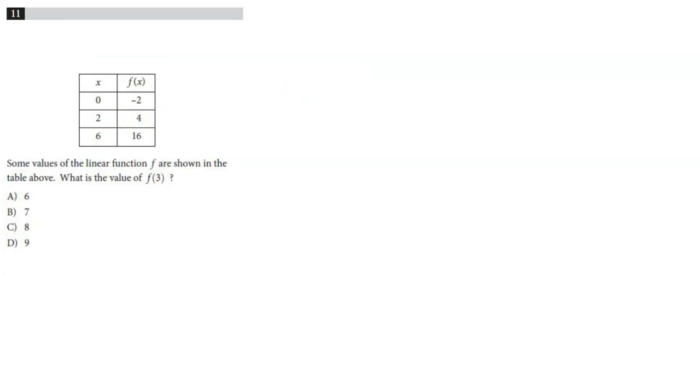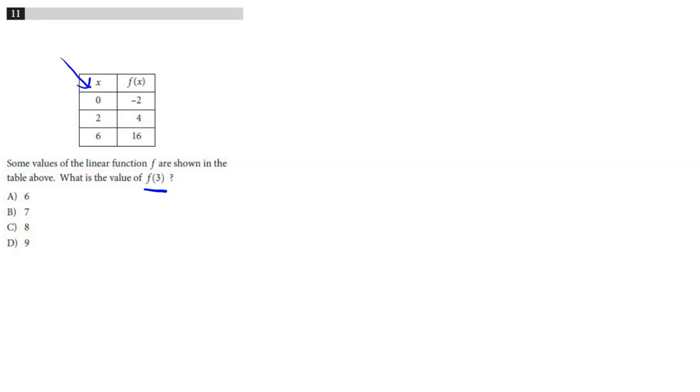Number 11. After you've done quite a few of these, you can see they love these tables, and either finding out what equation can make the table work or more information about the table. It says, what is the value of f(3)? So they're wanting us to figure out what f(3) is. So far, they've given us f(0), f(2), f(6). So 3 is going to be somewhere in the middle there. Let's check this out. There's two ways you could probably do this question.